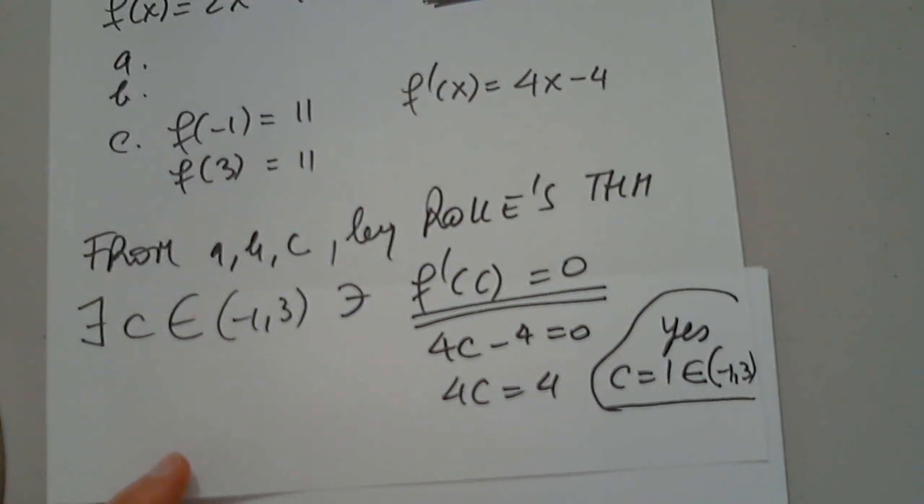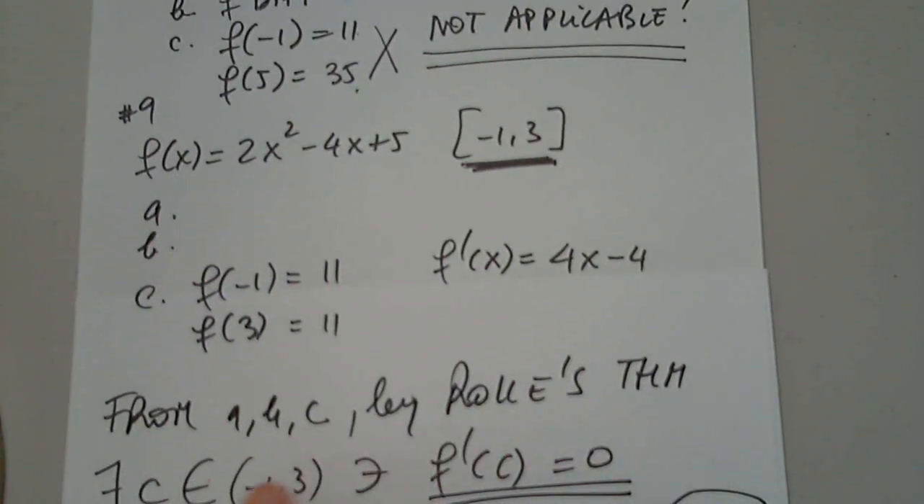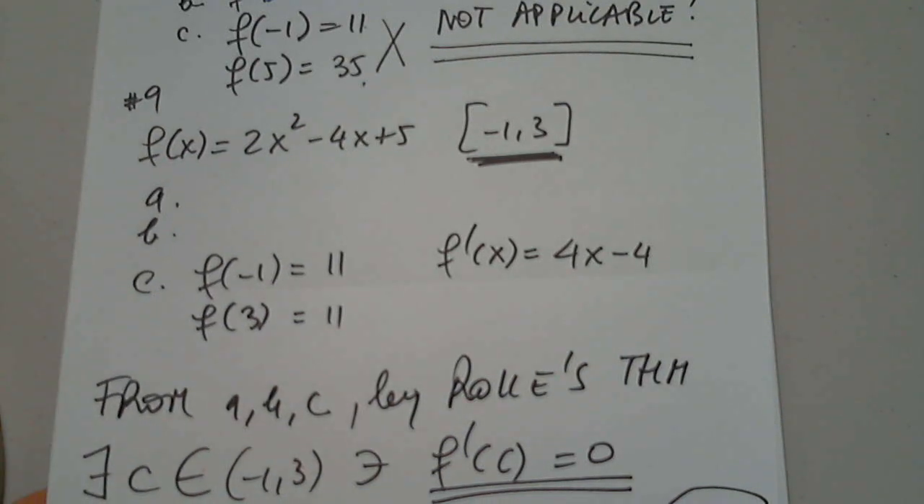T equals 1, which exists between -1 and 3. Is that correct, what that says, guaranteed by Rolle's theorem? Exactly. Perfect. Okay, so let's look at one more and then we'll stop.